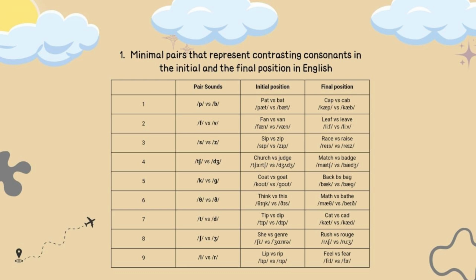F, v. Initial position: fan, van. The final position: leaf, leave.